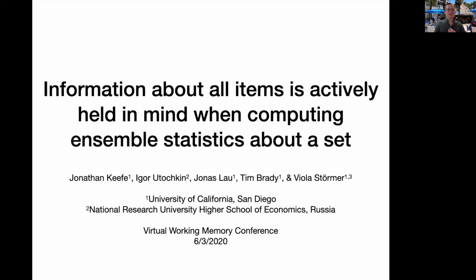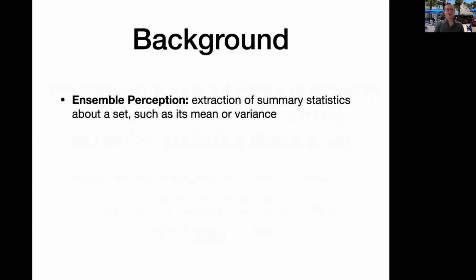My name is Jonathan Keefe, and I'll be presenting a project that I did with my advisors, Viola, Stoermer, and Brady, as well as a collaborator at UCSD, Jonas, and a collaborator at National Research University in Moscow, Igor Utochkin. The title of this project is Information about All Items is Actively Held in Mind when Computing Ensemble Statistics about a Set.